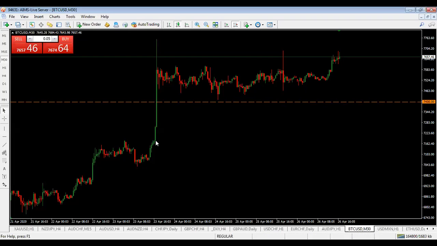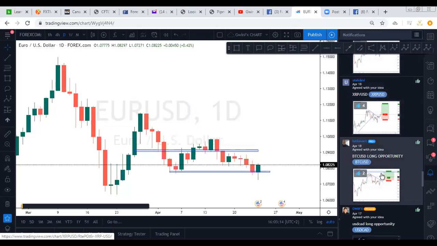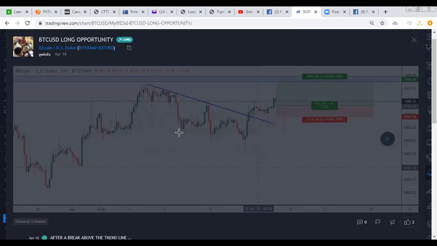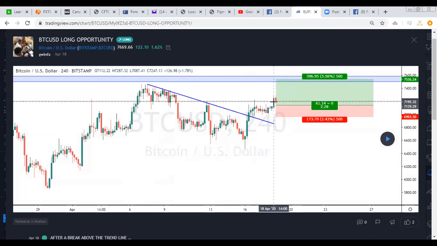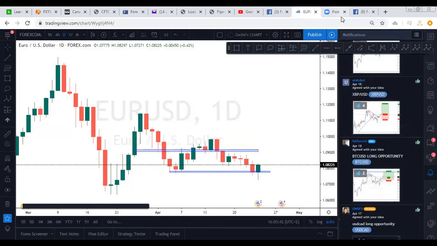But initially, 3 weeks ago, I gave out BTC on TradingView. It was well celebrated. So let's go back to TradingView. Here, on the 18th of April, we gave out this signal to our students. Here we had BTC, and we gave out a buy. From this point on, BTC boomed to the upside. That was where we wanted to be.